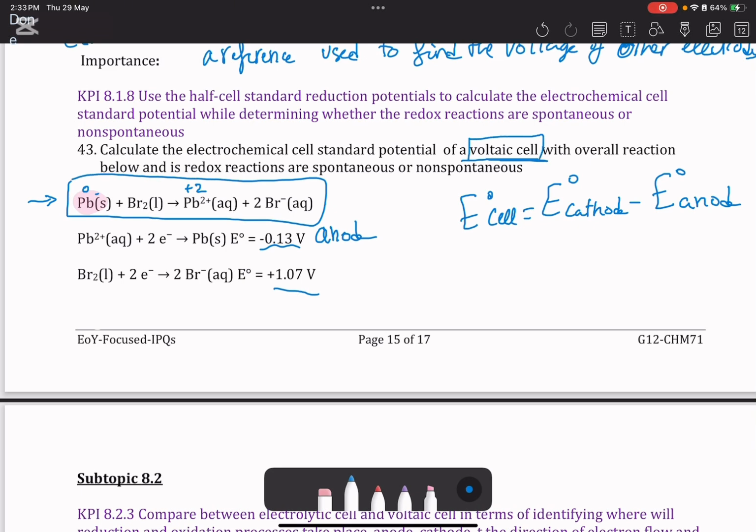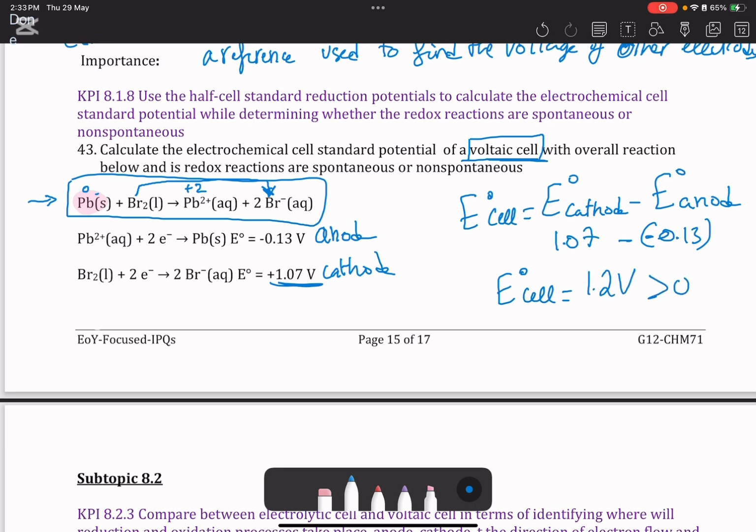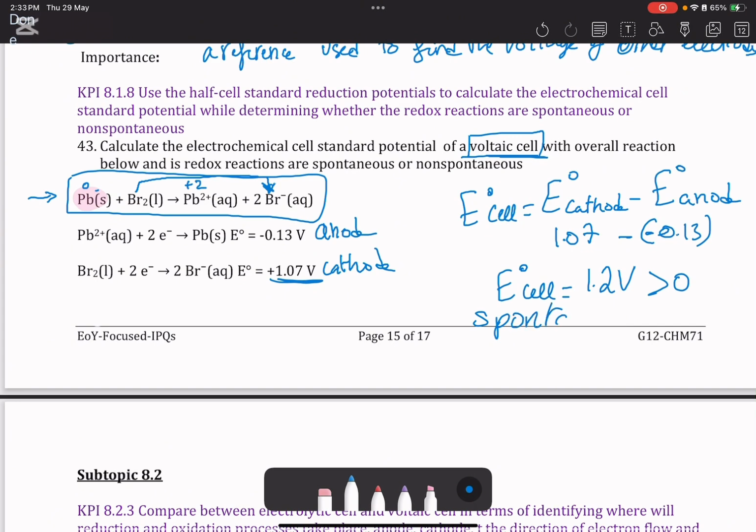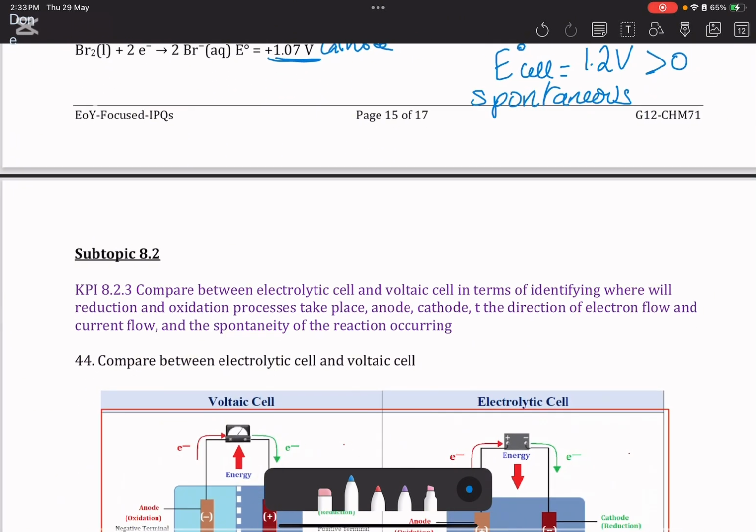But anyway, they mentioned voltaic, but in some questions they might not mention voltaic. So you just have to be careful. And I told you that at the cathode, it's the non-charged going to the charged. So this is the cathode, or the one with a higher number. So E cathode minus E anode, and the value is E cell equal to 1.2 volt, which is a positive answer, larger than 0, therefore a spontaneous cell.